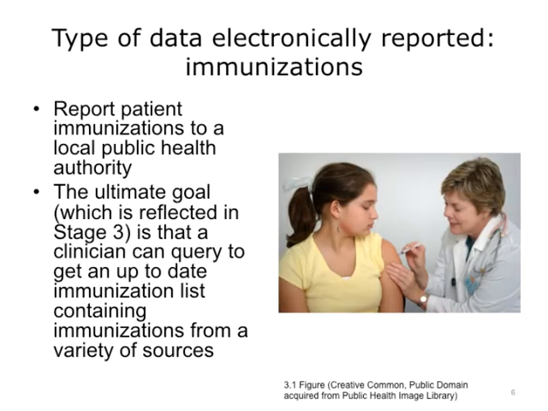Reporting immunization information to a local public health authority has been part of the Meaningful Use program since Stage 1. The ultimate goal, which is reflected in Stage 3, is that a clinician is not only able to send immunization information, he or she can also query the public health authority to get a full immunization history and forecast on a patient that is created using up-to-date immunization information from a variety of sources.